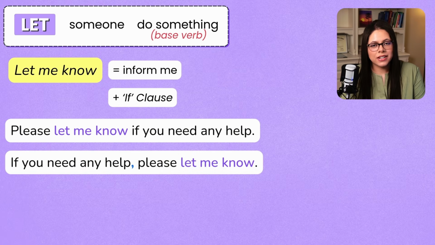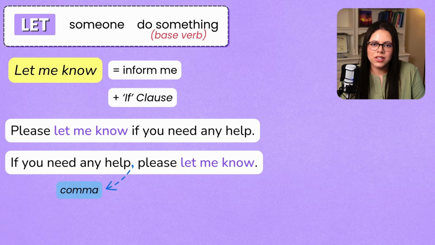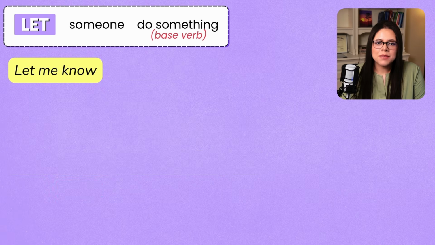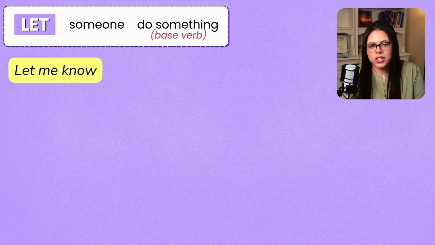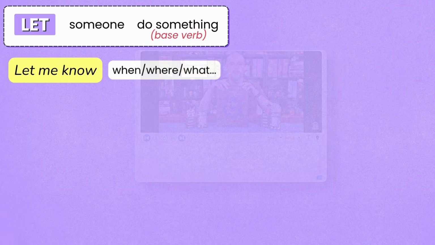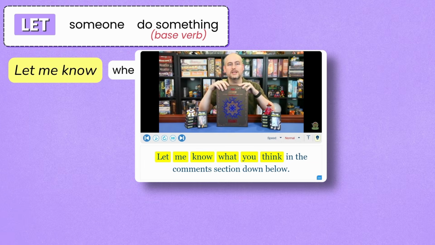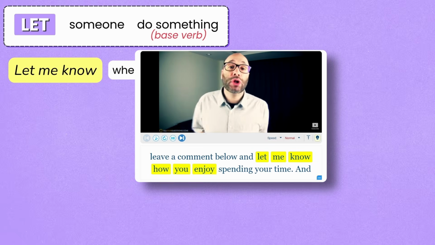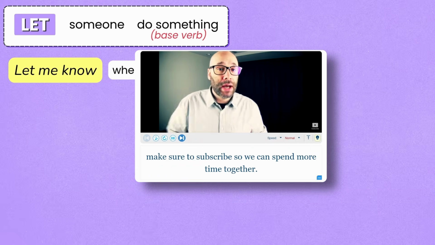Also, when you're writing, if the if clause is not the final clause of the sentence, make sure you put a comma after the if clause. You can also follow this with a clause that begins with a question word, like when, where, what, etc. You'll notice that a lot of YouTubers say this. Let me know what you think in the comment section down below. Leave a comment below and let me know how you enjoy spending your time.